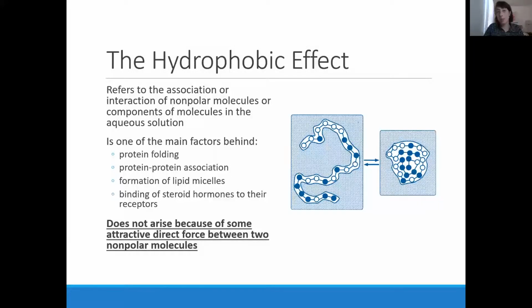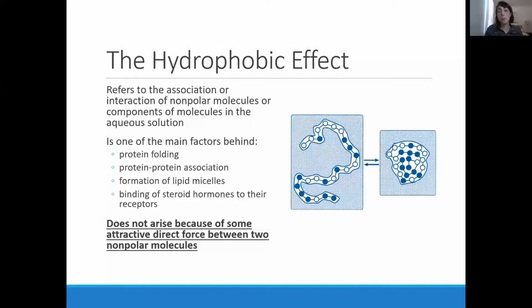Now, one very important non-covalent bond that was mentioned is the hydrophobic effect. This isn't necessarily a bond per se, but it is an effect related to our non-covalent bonding. It actually refers to the association or interaction of nonpolar molecules, or components of molecules that happen to be nonpolar, when they're in an aqueous solution, so generally in water.